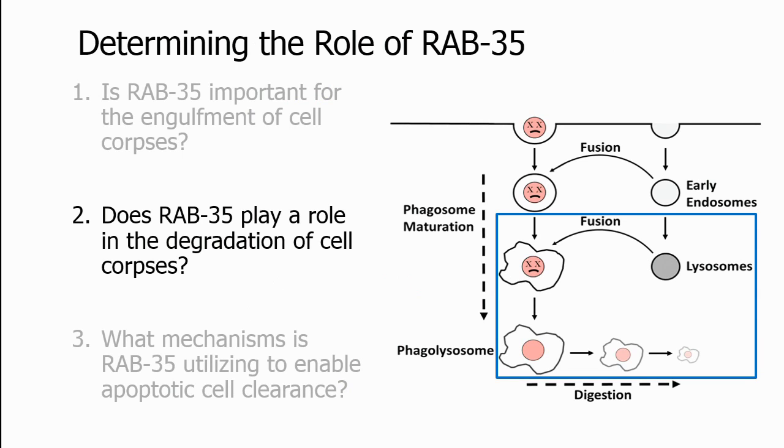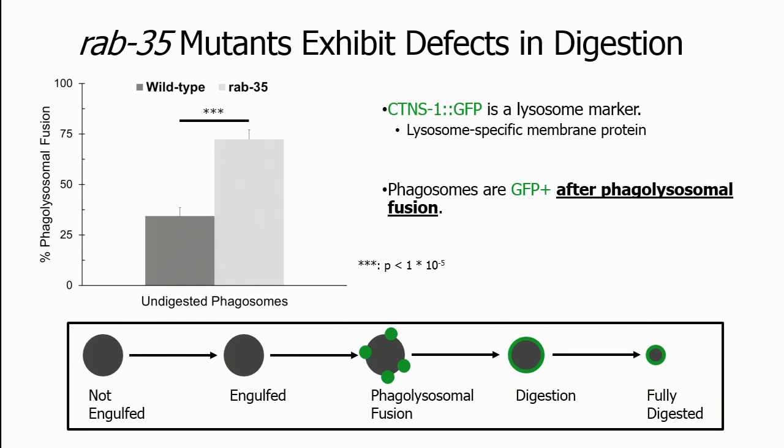Next, we decided to look at degradation, to see if there were any effects there. Obviously, since I'm talking about it, you can imagine we found something. CTNS1 is a lysosome marker. More specifically, it's a lysosome-specific membrane protein. The key point is that because it's lysosome-specific, phagosomes only become GFP positive after phagolysosomal fusion has occurred. The interesting thing we found is that RAB-35 mutants have a large population of cell corpses where we see this GFP circle, meaning that phagolysosomal fusion has occurred but they haven't been digested yet. This suggests there might be a defect somewhere between phagolysosomal fusion and the end of digestion.